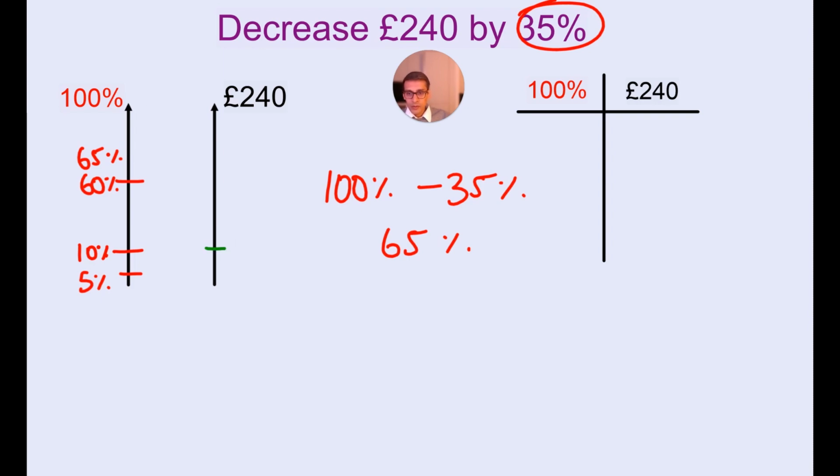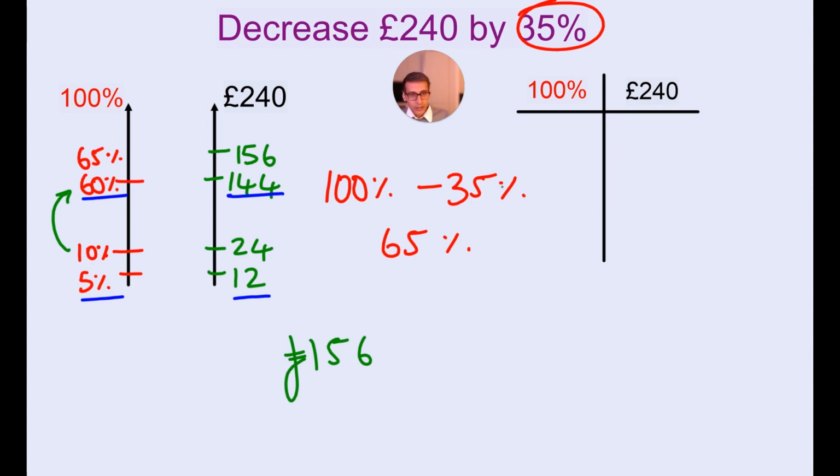So 10% is going to be 24, because you divide by 10. 5% is going to be 12. Now we're going to multiply by 6. So 10 times 6 is 60, and 24 times 6 is going to give you 144. And in order to work out 65%, we're going to add this and this. So that's 144 plus 12. 144 plus 12 is going to give you 156. So 156 pounds.